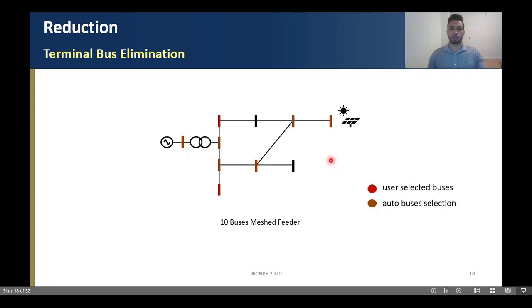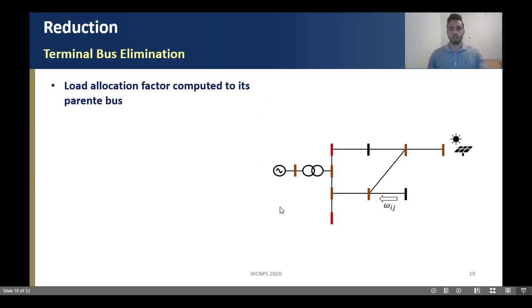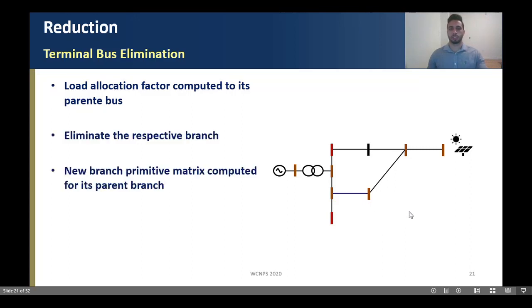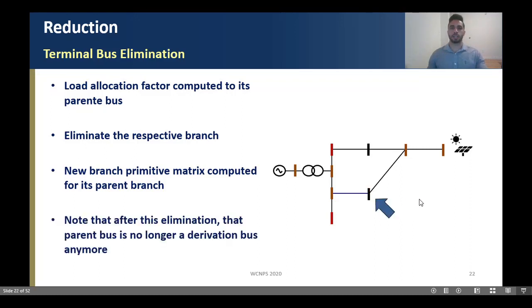Now we can note that we have one terminal bus passive of reduction and also one inner bus passive of reduction. Let's start with a terminal bus elimination. Basically, we compute the load allocation factor that is responsible for placing the load from the terminal bus into its parent bus. We remove the respective branch and compute the equivalent line, and now we can note that this bus is no longer a derivation bus, and it is passive of reduction.